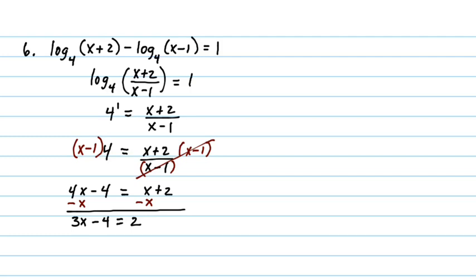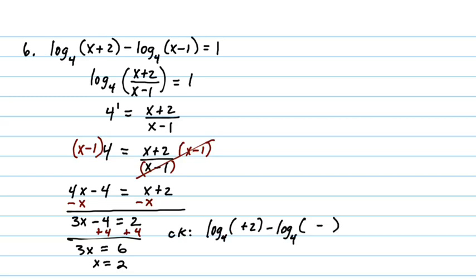So this is a two-step equation. You should add 4 to both sides. Get 3x is 6. So finally, we get x is equal to 2. So you can certainly see that if you plug in 2, you're not going to be taking the log of a negative, because you're going to get 4 on the first log and you're going to get 1 on the other log. So those are numbers that are positive. We can take the log of positive numbers.